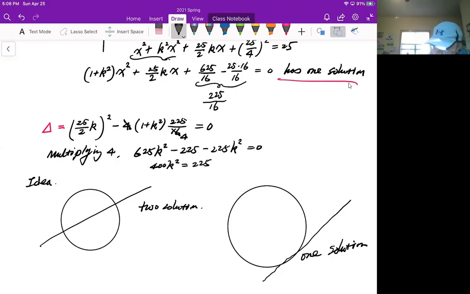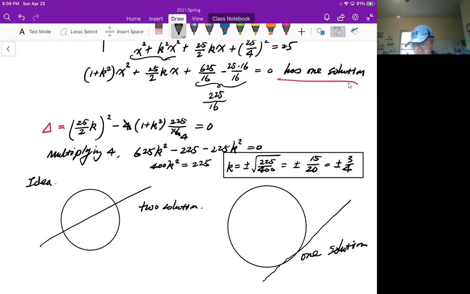And that means your k squared should be 225 over 400, so k is plus or minus the square root of that, which is plus or minus 15 over 20. So that's actually plus or minus 3 over 4. So that gives me the answer.